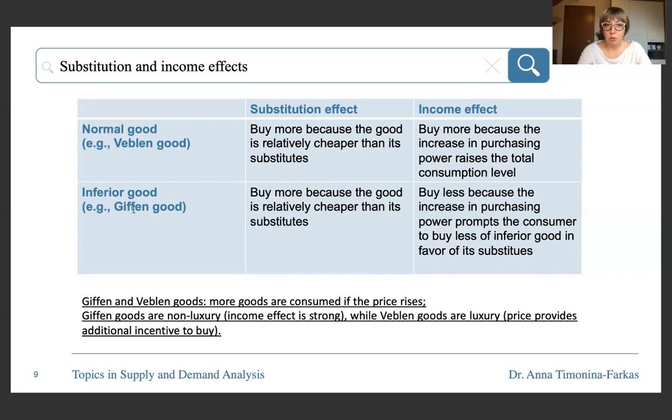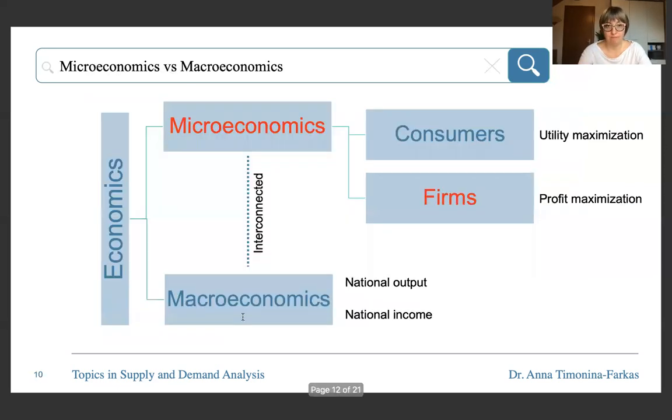But there is a difference between these goods. First of all, Veblen goods are normal goods and Giffen goods are inferior goods. Also, Giffen goods are usually non-luxury goods where the income effect is very strong, while Veblen goods are luxury goods such as watches, and as soon as one observes a higher price of this good, there is an additional incentive to buy this good. So there are such interesting cases.